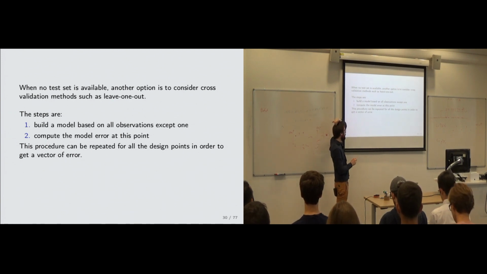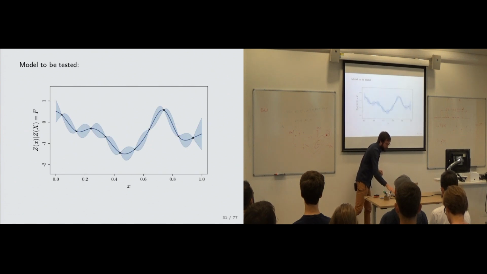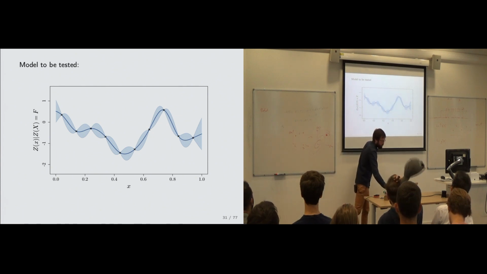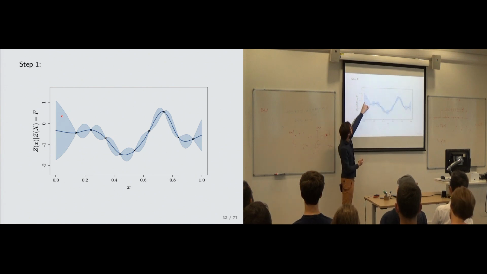So the first step is to build a model with all the observations except one, and then you compute the model error at this point. That's very simple to illustrate. That's the model we have. That's the model we want to test. So we remove the first observation from the model. So we fit a model again just without this point. And then we can look at if the mean is far away and if these confidence intervals we have here make sense or not.